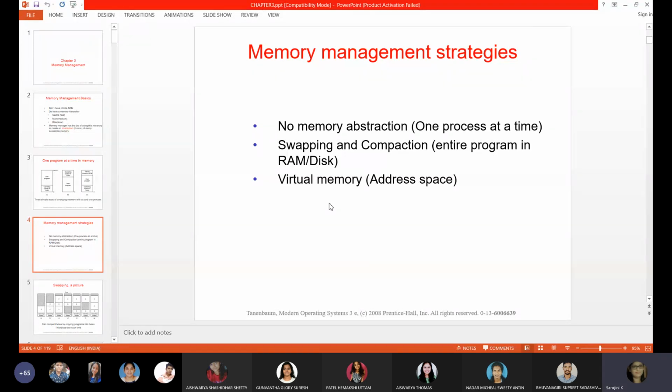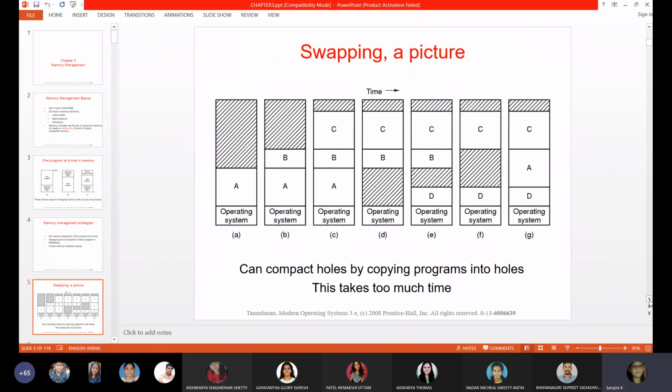Okay. Virtual memory is done. Next. This is swapping.